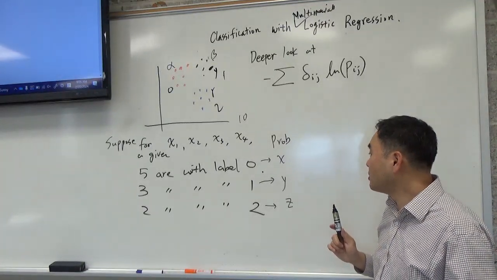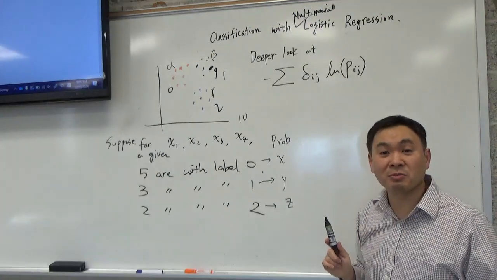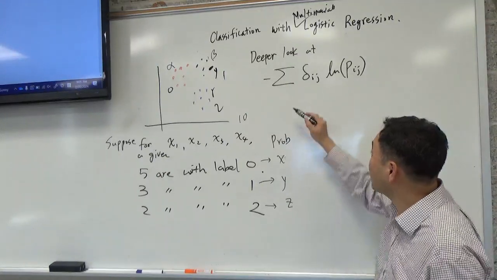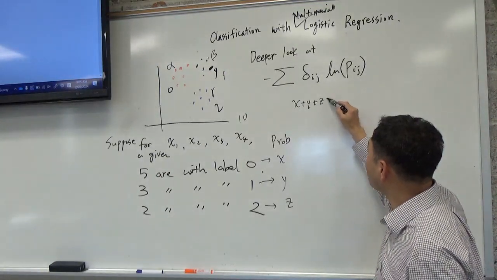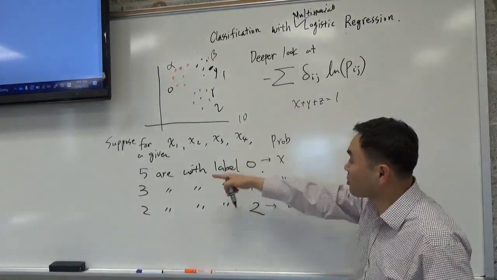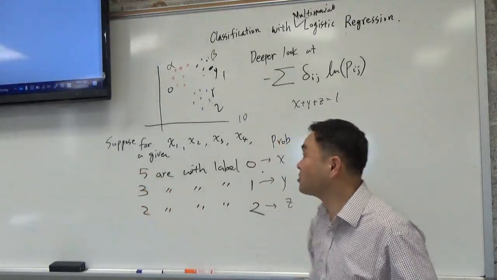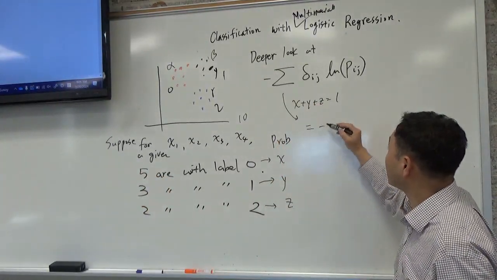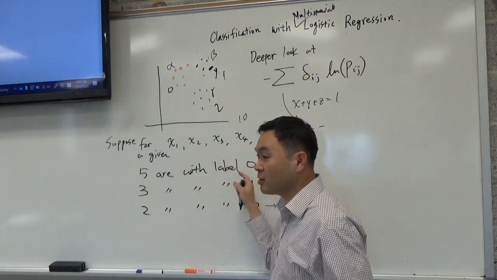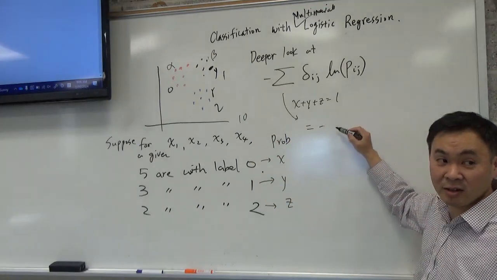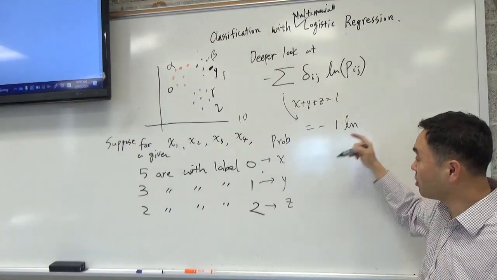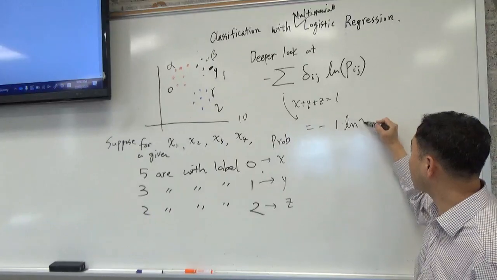So, what should x plus y plus z be? 1. Because these are probabilities. Do you agree? All right. So, x plus y plus z should be 1. Now, this summation is over all the elements, right? So let's do that. This one will be equal to negative. So first of all, if you pick one item from here, what should you be adding? 1 times ln of... 5? No, the probability, x. Okay?